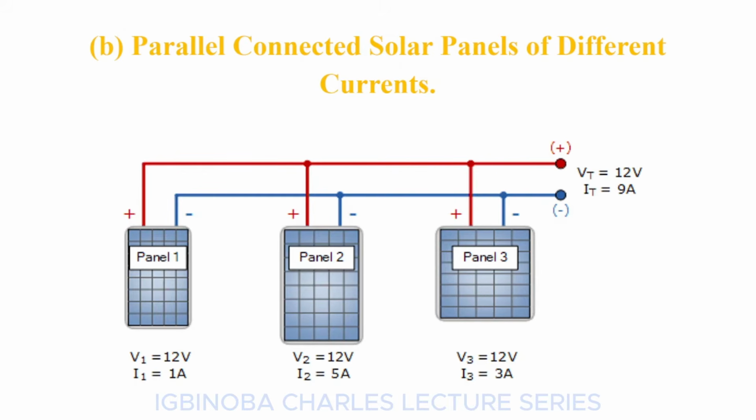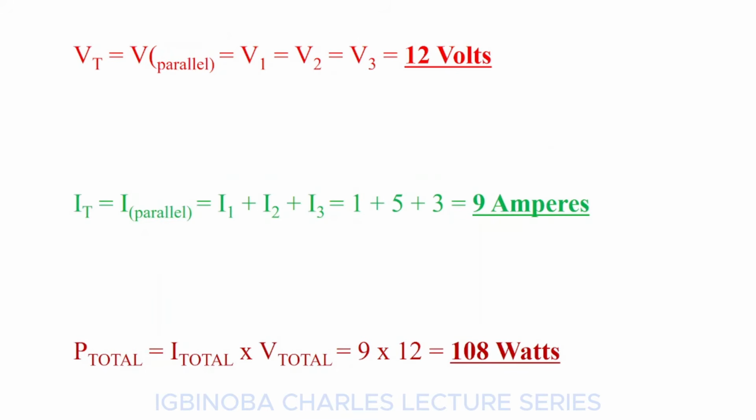Or we can do it as usual, where all the panels have the same voltage. The total voltage is equal to the voltage of one panel. So simply, our voltage is equal to 12 volts. And our total current, IT, is equal to the summation of the individual solar panel currents. Like in the first case, all the currents were the same, so it is easier in that case to pick one panel's current and multiply by the total number of panels in the system.